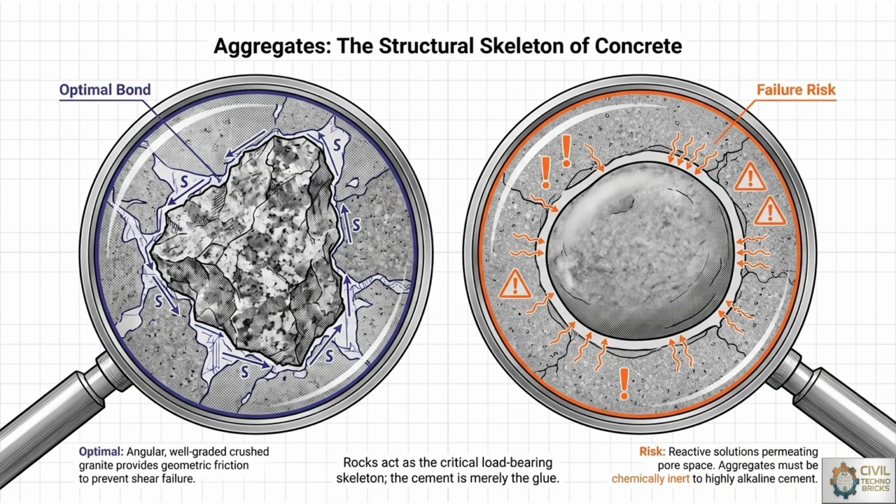So, the optimal and the risk. Optimal is the angular, well graded crushed granite aggregates that provide geometric friction to prevent shear failure, whereas the failure risk with reference to the aggregate is the reactive solutions permitting pore spaces, where aggregates must be chemically inert to the highly alkaline cement. So rocks act as the critical load bearing skeleton where the cement is the glue, or we can say the paste.